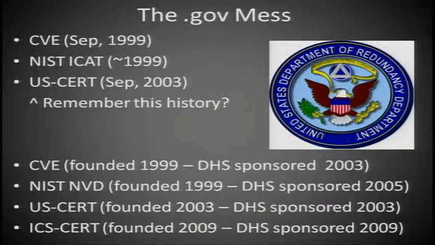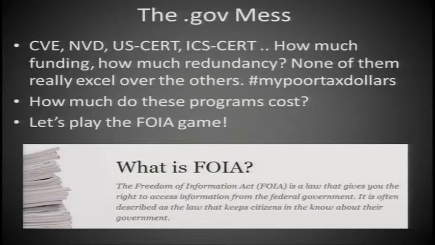So let's look at the government mess. We have CVE started in September '99, NIST ICAT, that was before NVD. We have US CERT that we mentioned. So CVE founded in '99, DHS started sponsoring in 2003, NVD 2005, US CERT 2003, ICS CERT 2009. We know our government, we love our government. Redundancy, right? It works, but it doesn't really.